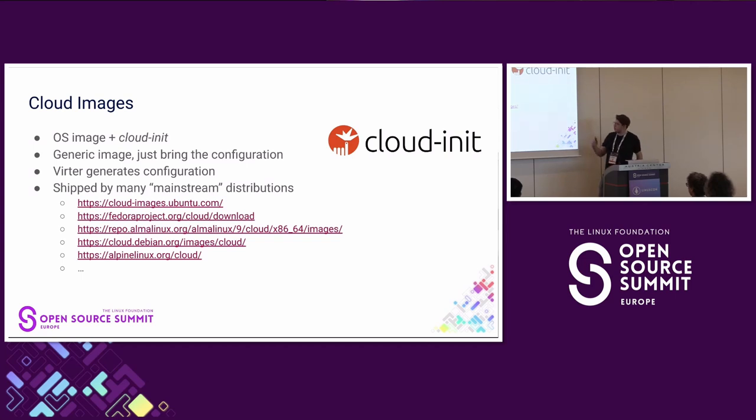And lots of people are using that for mass cloud deployments, to get reproducible cloud instances, but it turns out you can actually use it for this purpose as well. I think we haven't found any really mainstream distribution that doesn't ship cloud images. These are just some examples, but you can get it from Ubuntu, Fedora, Alma Linux, Rocky Linux, Debian.